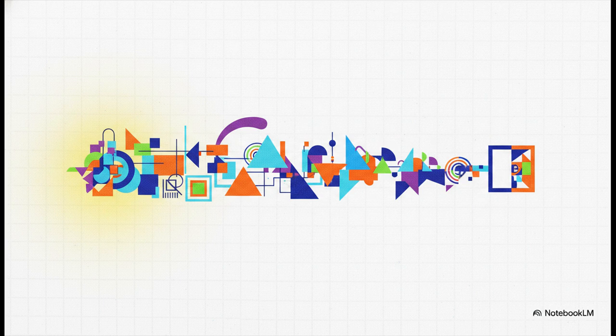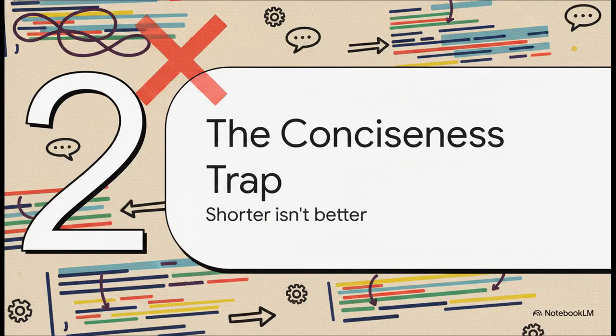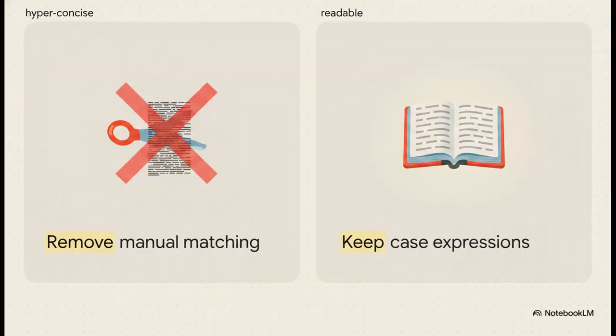But, well, as is super common in software development, right? Solving one problem just kind of opens the door to an entirely new challenge. Moving on to Section 2, the conciseness trap, when shorter isn't better. Now, what's really fascinating here is the deliberate choice Ang makes to avoid over-optimizing. They point out a super tempting shortcut.